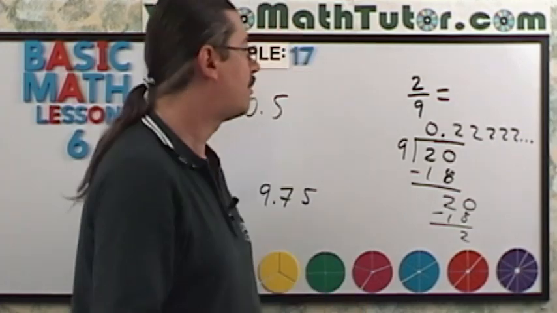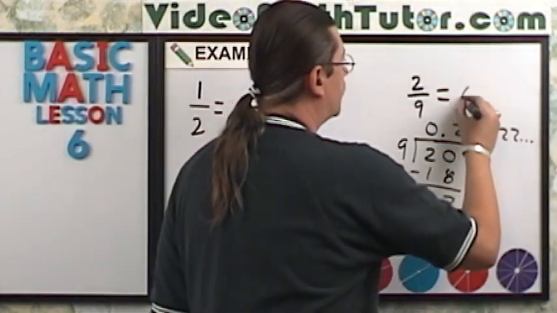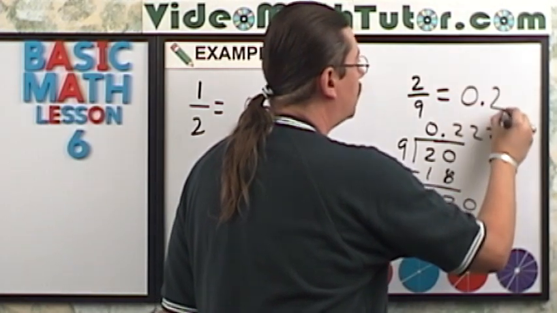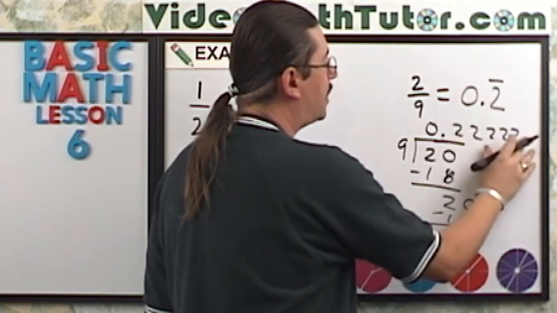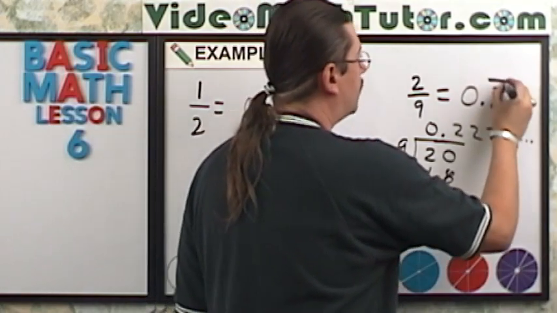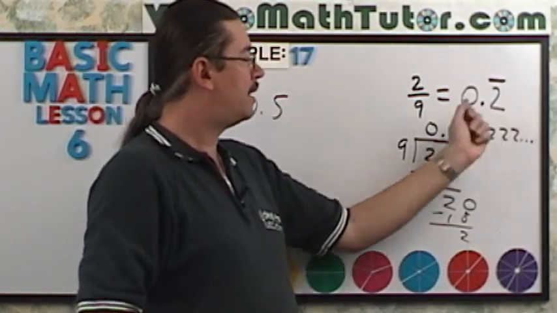Now there is another way of abbreviating, since I can't write this forever, and it would be something like this. 0.2, and you put a bar that matches the number of digits that repeat themselves. So I only have one repeating digit, so it's just one little bar over the 2. And this is how you can represent a repeating decimal.